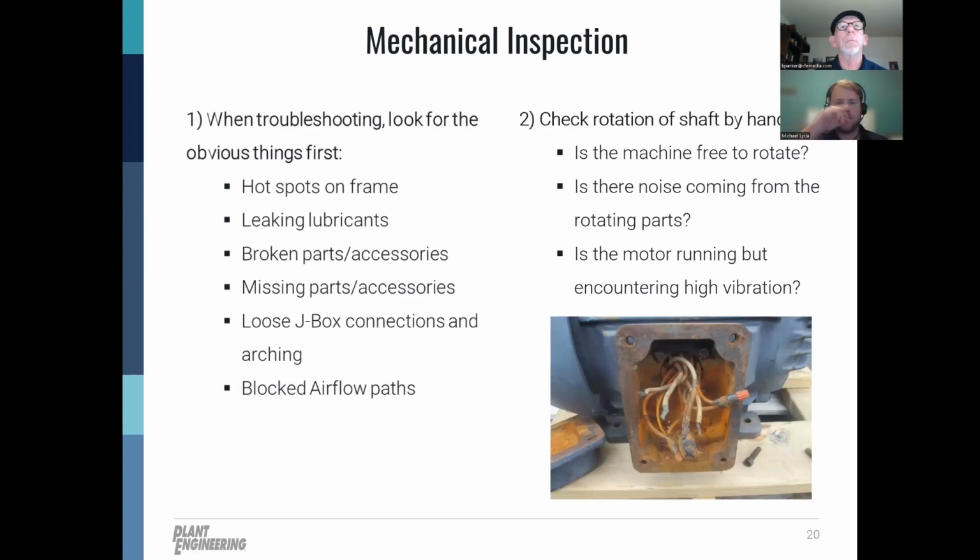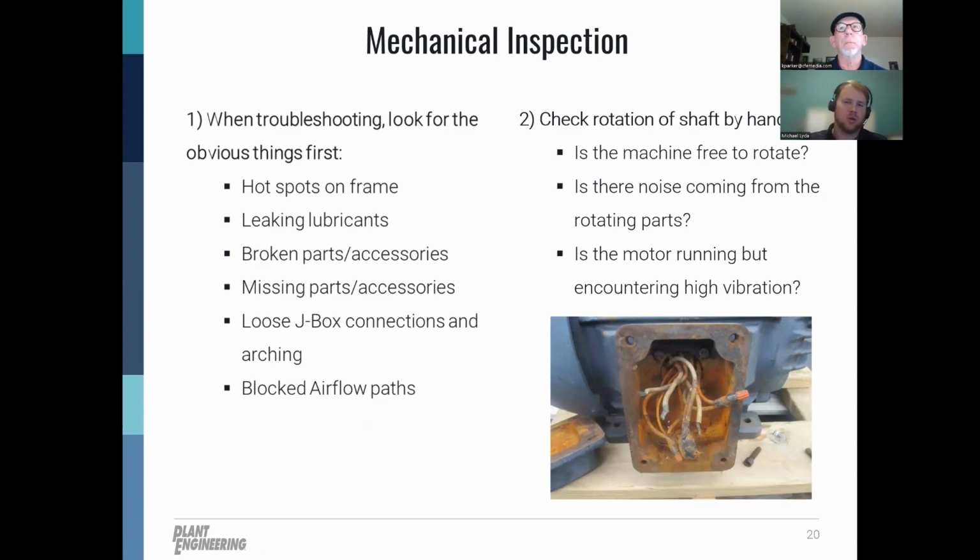All right, mechanical inspection will be the next step. You've figured out the storage procedures, following proper storage procedures. Let's move into some basic mechanical inspection. So when you perform any kind of troubleshooting, go ahead and look for the obvious signs first. Very simple, straightforward things to pay attention to would be looking for hot spots on the motor frame.